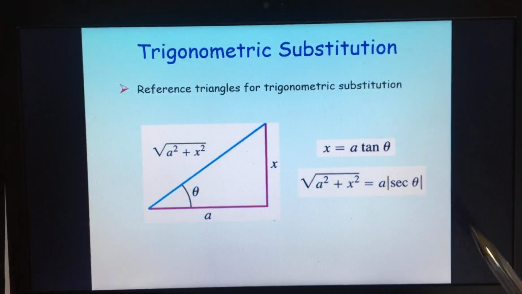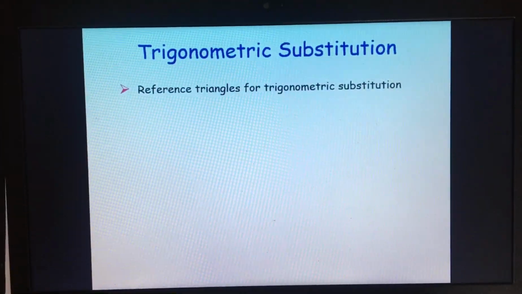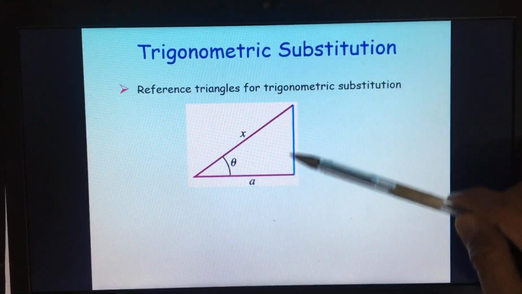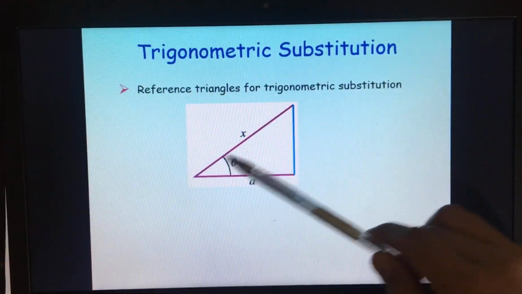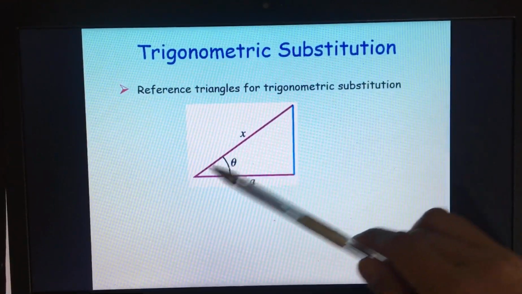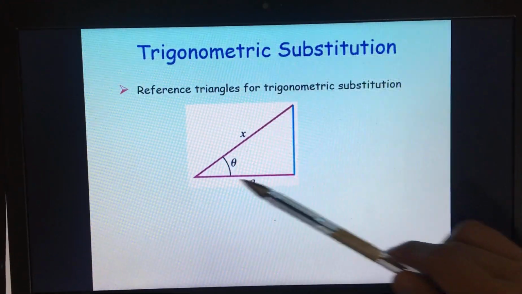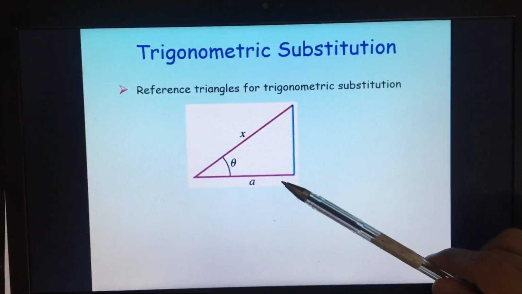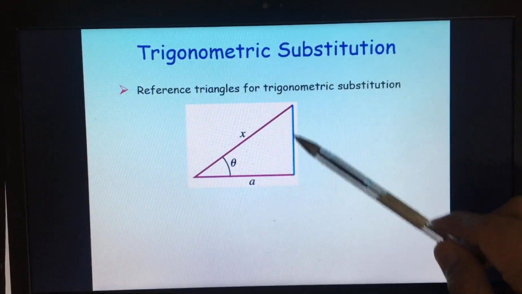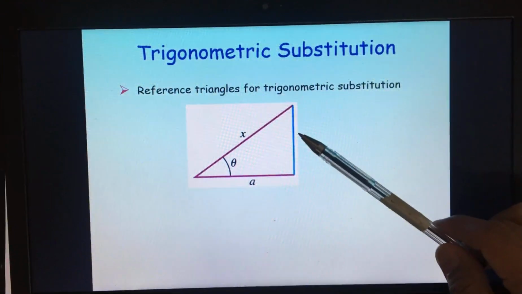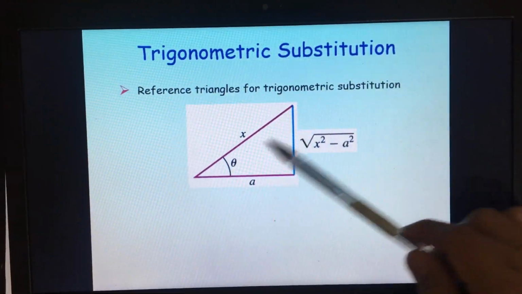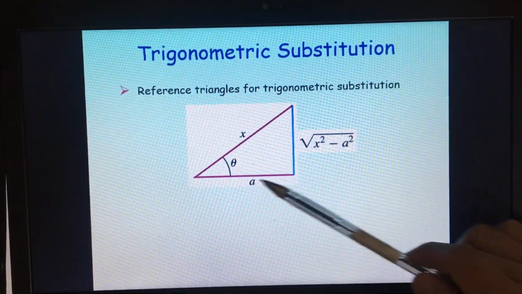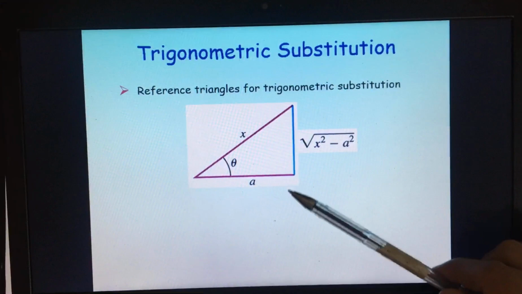Okay, then the third one. As you have noticed here, this is the side that is colored blue, and these are the sides that were labeled x for the hypotenuse, and a for one of the legs. Then by the Pythagorean theorem, once again, we can get this side. That side would be the square root of the square of the hypotenuse minus the square of this leg. So that is the length of this side.